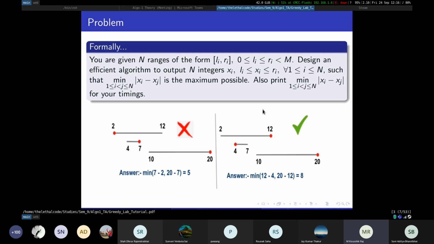So this is probably a new flavor of greedy, not a new flavor in the sense, but you should be having a different approach. It is somewhat straightforward, but it wouldn't be obvious.